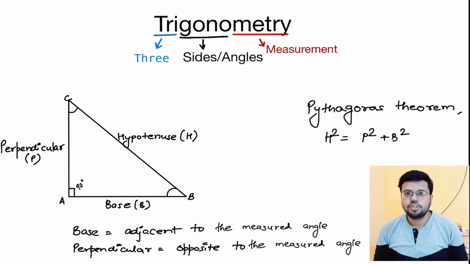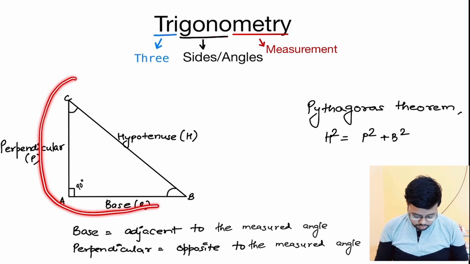Trigonometry is composed of trigono and metry. Tri means three, gono means sides or angle, and metry means measurement. So basically trigonometry means measurement of three sides or angles of a polygon. We know a three-sided polygon is a triangle, but trigonometry basically measures a right angle triangle, which is shown here.